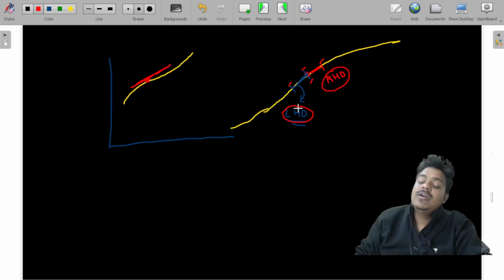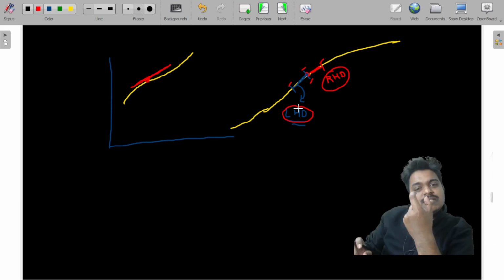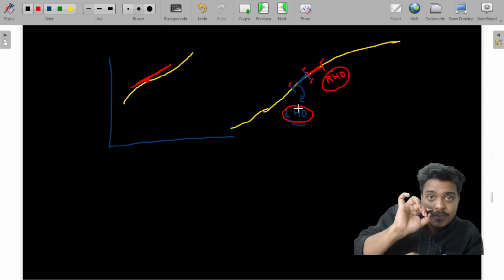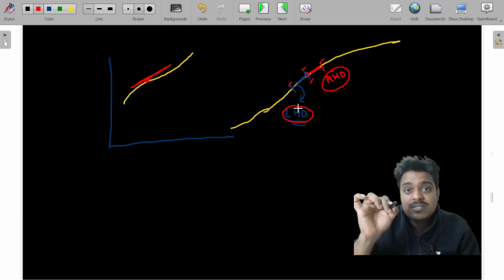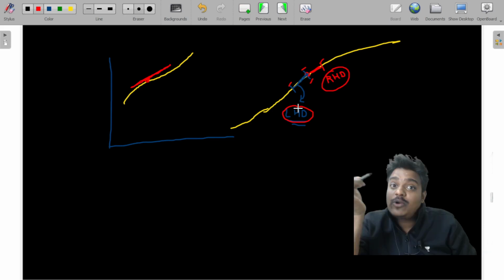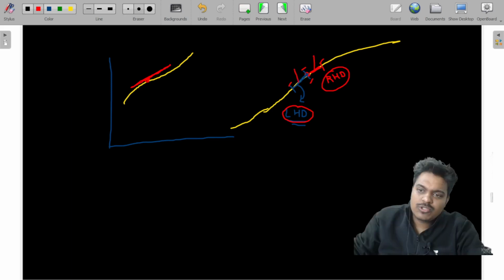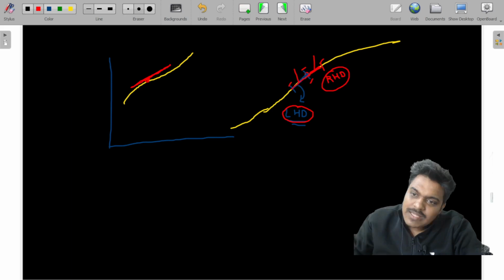So in LHD you are calculating the differentiation of that point with respect to the previous point, and in RHD you are finding the difference in the values of that point with respect to the next point. If these two values are equal, meaning the slope of this and the slope of this are equal, can you say that this acts as a straight line and that acts as a tangent?